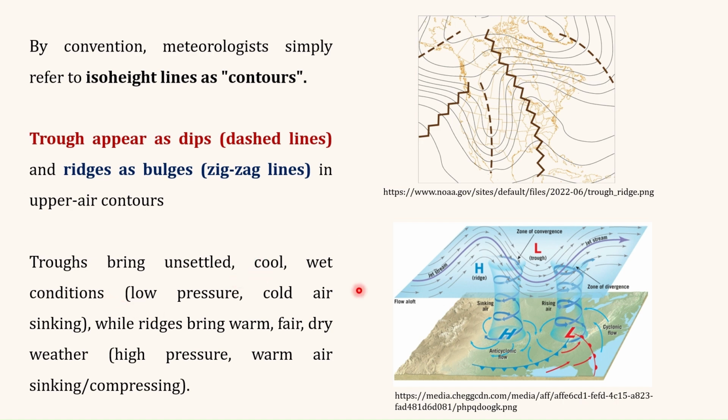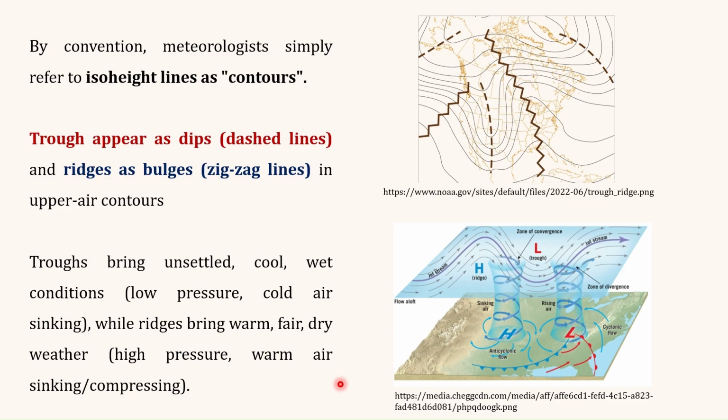And if we note here, ridges are followed by the zone of convergence. So here the air mass will subside towards the earth surface. So at the earth surface, we have a region of high pressure. And as air subsides, it will become warm. So here it is mentioned, it brings warm, fair and dry weather.